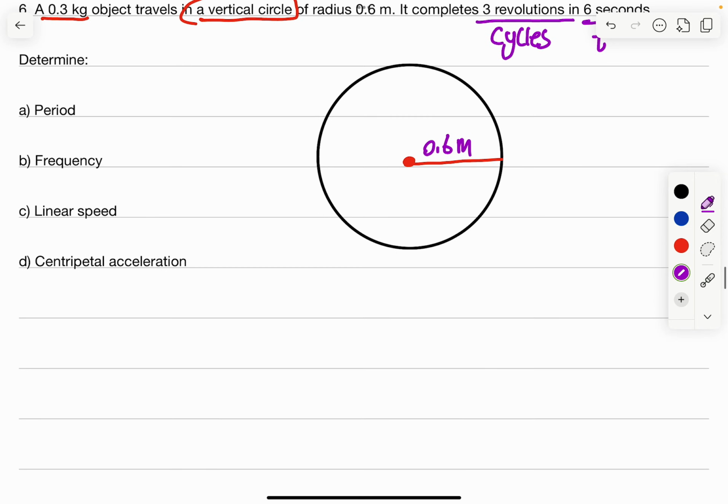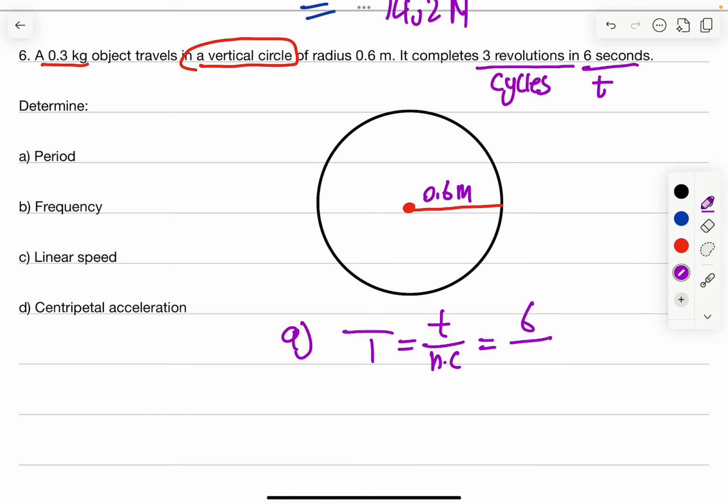Understand? Determine the period. A. The period. Simple stuff. Period equals what? Time divided by number of cycles. What is the time? 6 seconds. What is the number of cycles? 3. Your answer is going to be what? It is going to be 2 seconds.